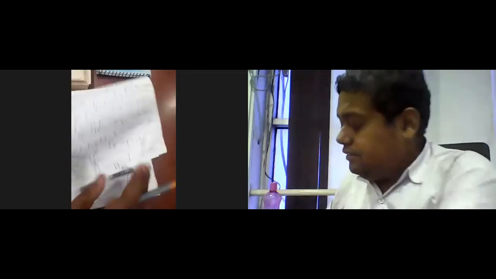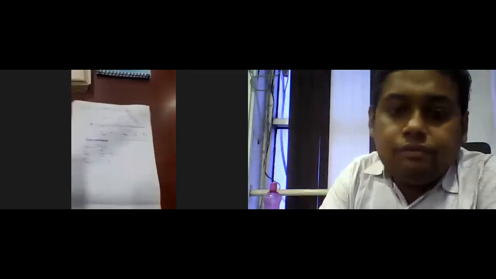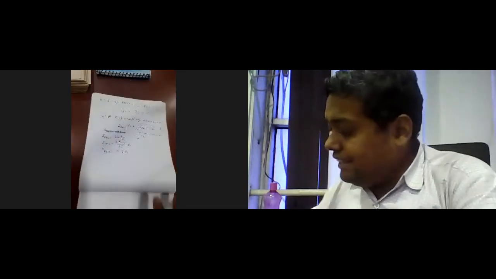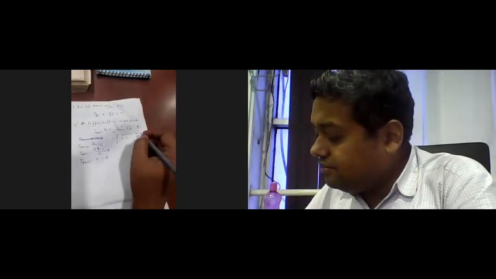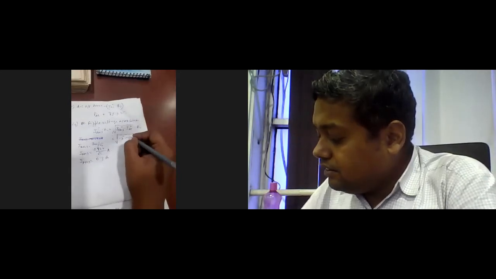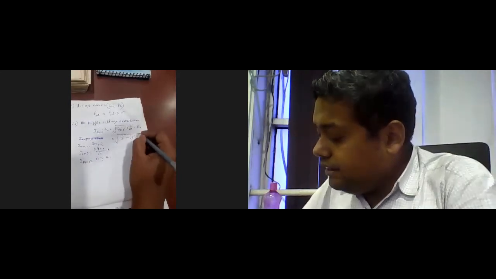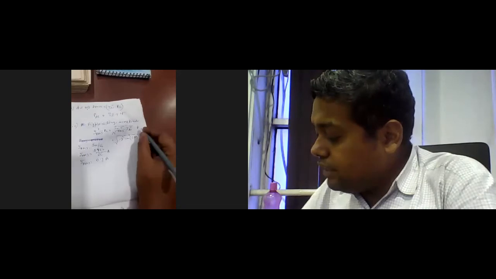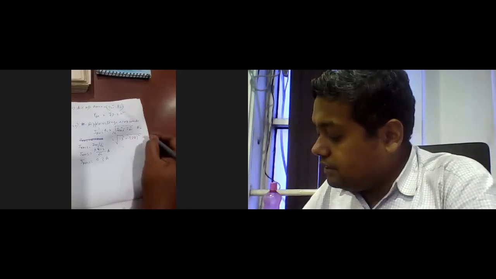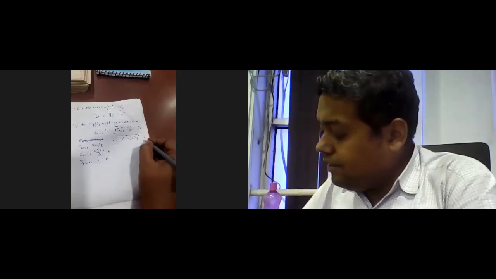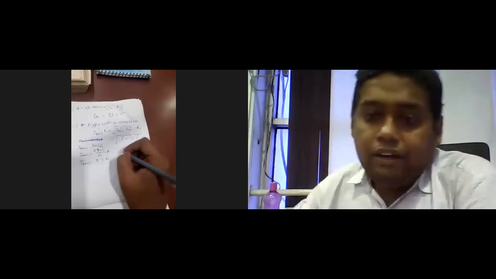Okay, 10 minutes remaining. So for that case, what is the IDC? So 0.270 whole square, RL is 10 to the power 3. So this is in volts. What is the value? Calculate quickly, what will be its value?